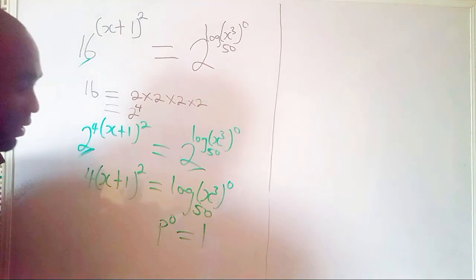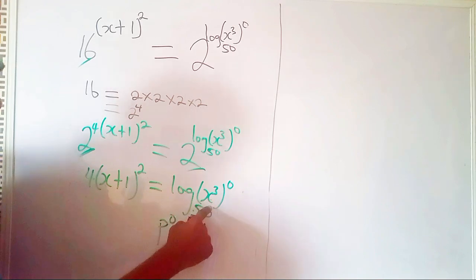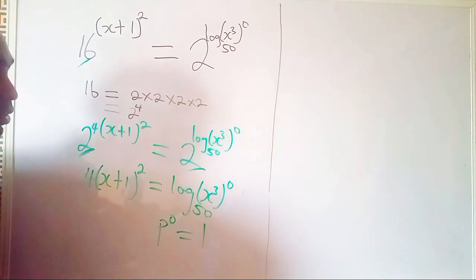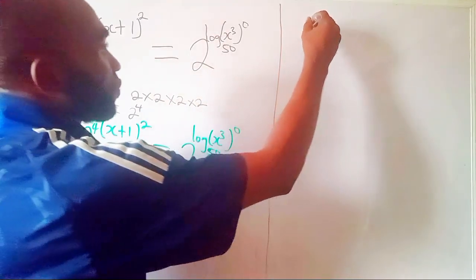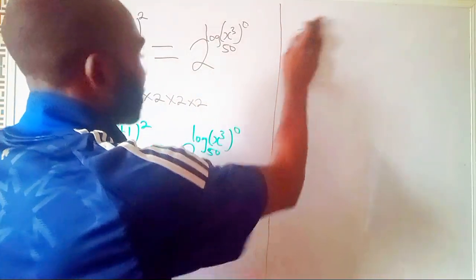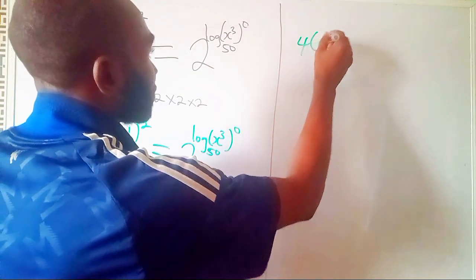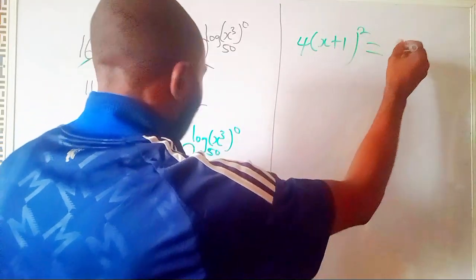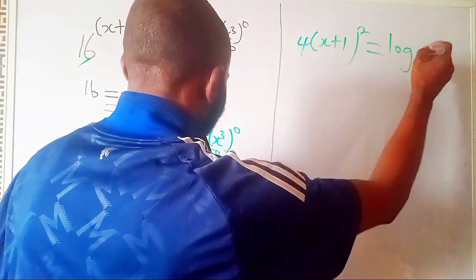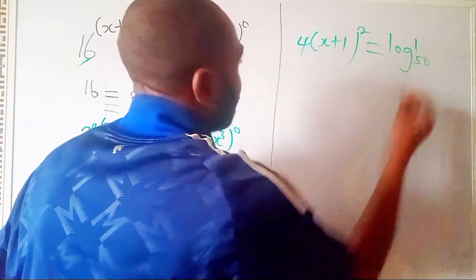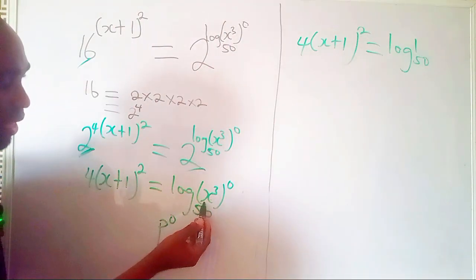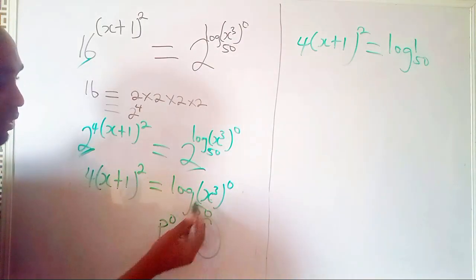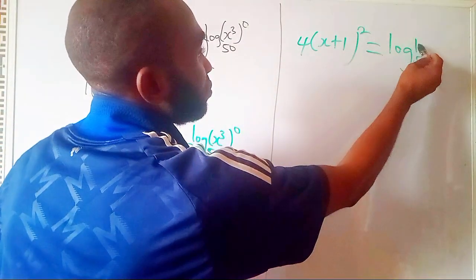So with that, let's put x cubed raised to the power of 0 as 1. We now have that 4 bracket open x plus 1, all squared, is equal to log 1 base 50. That is, x cubed raised to the power of 0 is the same thing as 1. So where we see this, we substitute the value 1 for it.